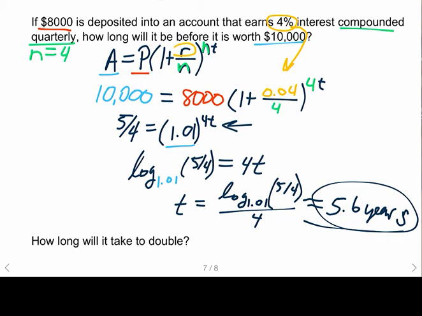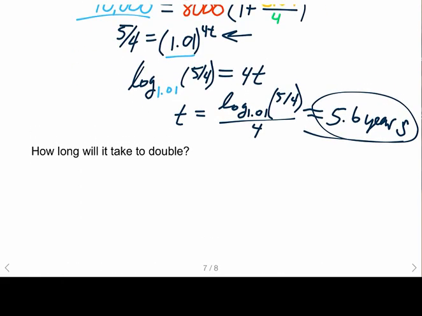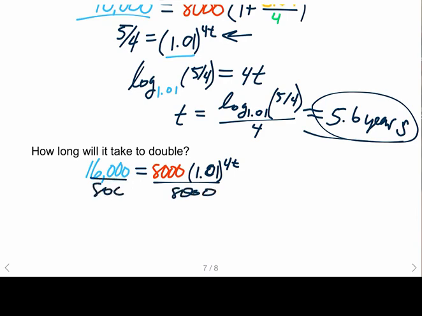How long will it take to double? The process is really the same. Instead of it being worth 10,000, it should be worth, well, if it started at 8,000, 16,000. I'm going to write this down, though, because I want you to see an important aspect of it. And so the formula fleshed out would be 16,000 equals 8,000 times 1.01 to the 4t. And again, broad strokes are the same. We're going to divide both sides by 8,000. And when we do, on the left-hand side, we end up with 2. And so 2 is equal to 1.01 to the 4t.